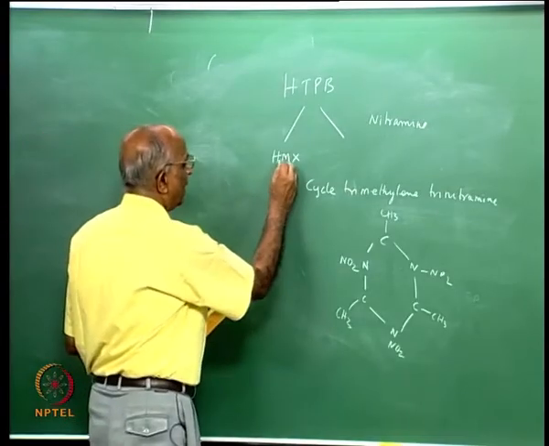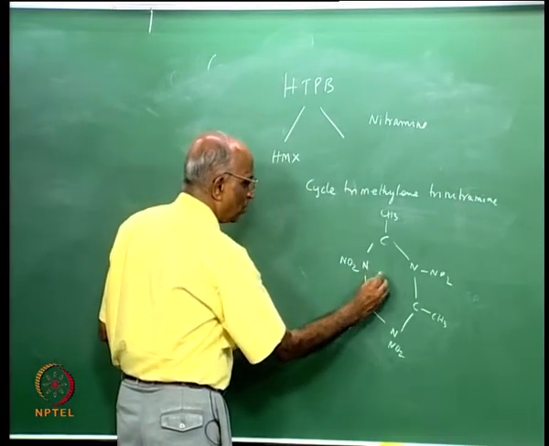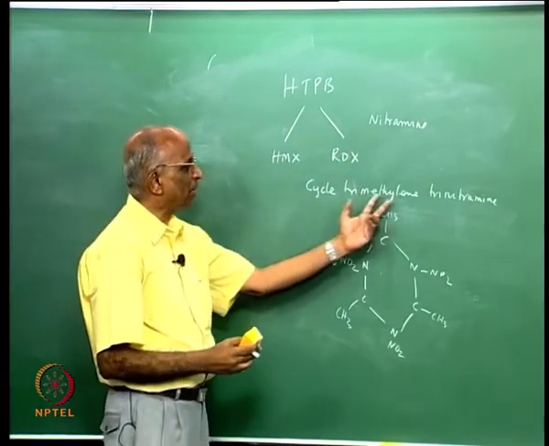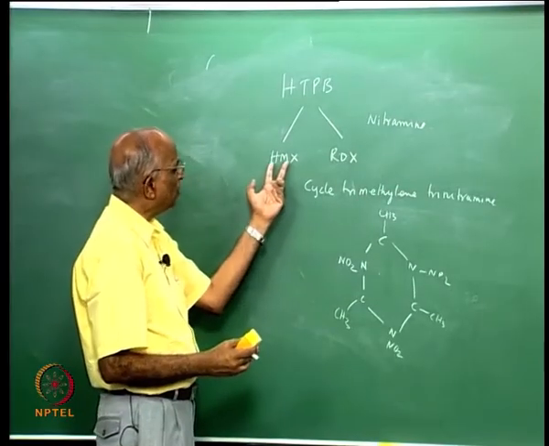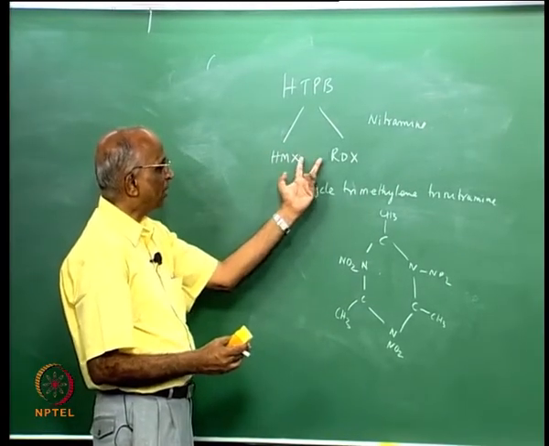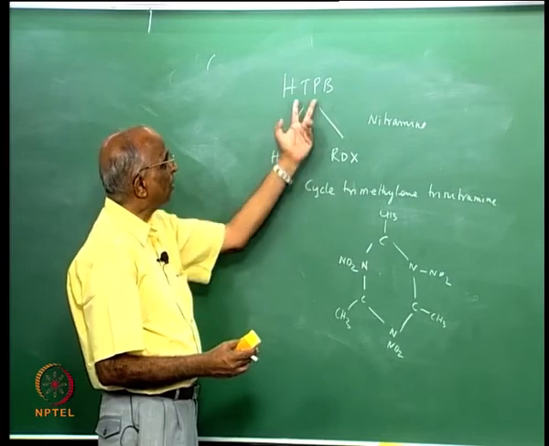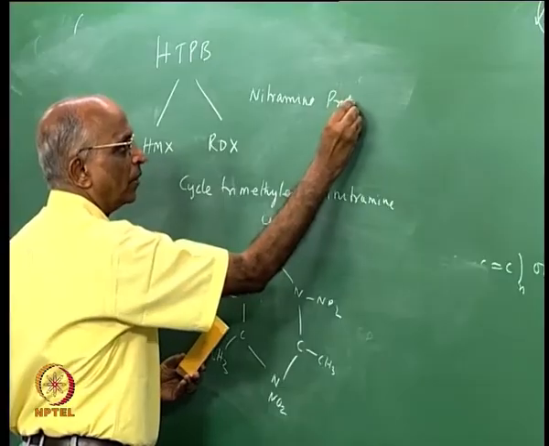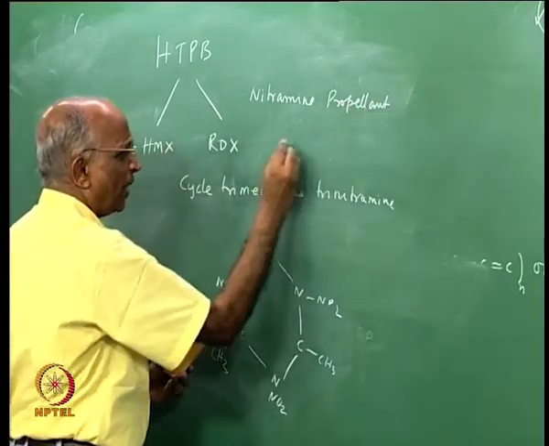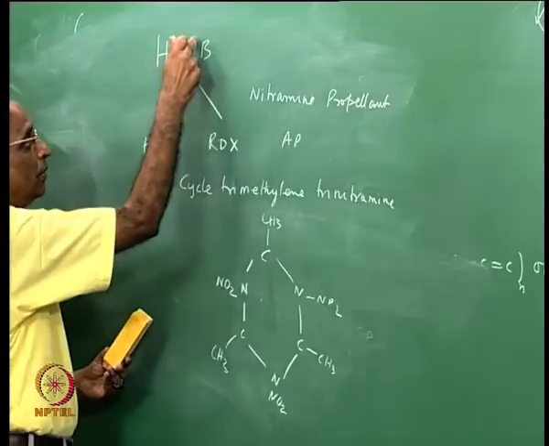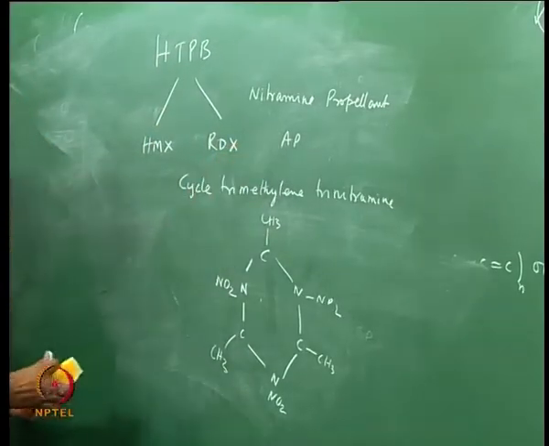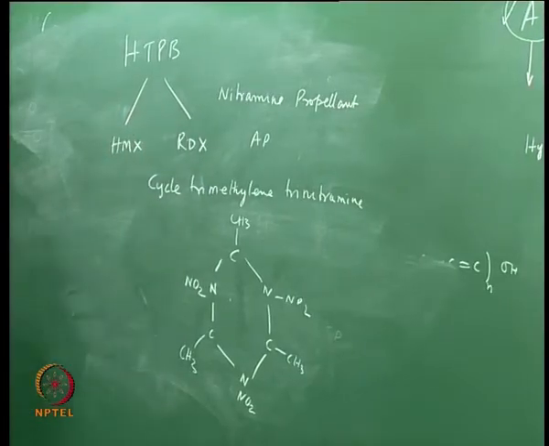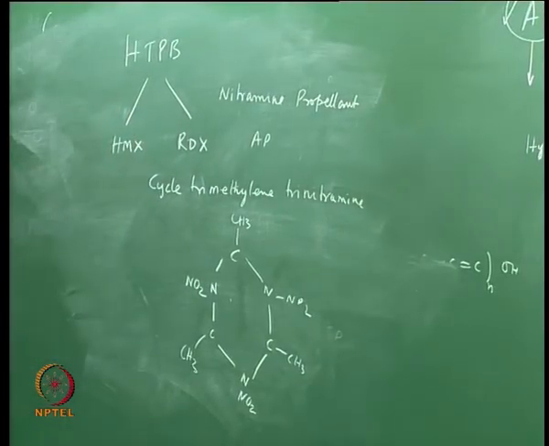In addition to adding HMX, this particular thing is what is known as RDX, research and development explosive, which is cyclo trimethylene nitramine. You add almost 80 to 85% of these explosives, one of these explosives, to HTPB, and that is what is known as a nitramine propellant. Of late I find AP is also being added to this, and this is also called AP plus HMX or RDX and HTPB, which also constitutes the nitramine propellant.